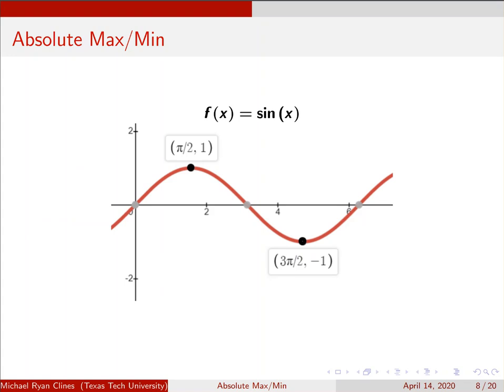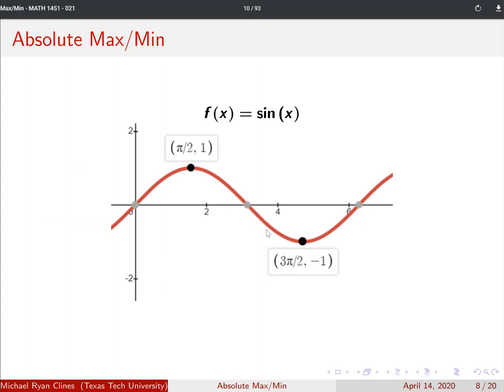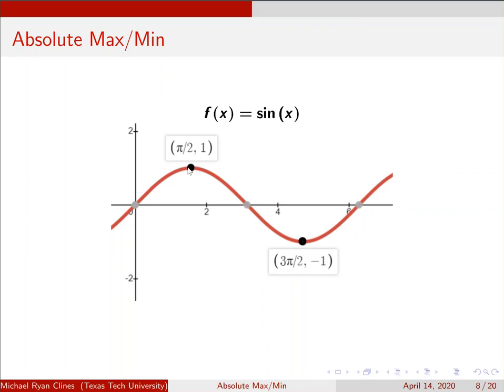Take the function f of x equals sine of x, a function we should all know very well by now. If you look at this point right here, pi over 2 comma 1, this is the absolute maximum of this function. Sine of x does not get bigger than 1. It does not get to 1.1. It does not get to 1.5. Sine is bounded above by 1. So at this point right here, we have an absolute maximum.